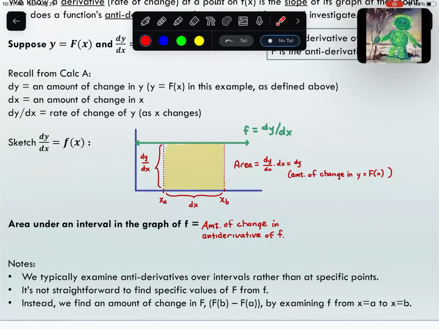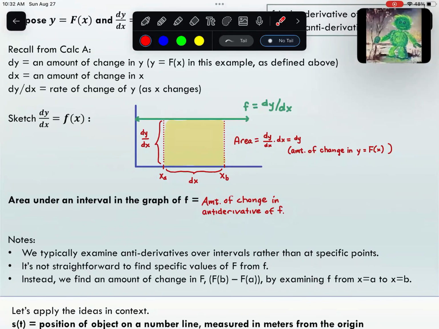Couple notes. We're typically going to examine antiderivatives over intervals rather than at specific points. That's a little bit different than with derivatives. It turned out to be fairly easy for us to find a derivative at a single point, but for antiderivatives, we need to construct an area. So we need two bounds on the x-axis to find an area between. It's also not going to be as straightforward to find specific values of capital F. Instead, we found how much capital F changed. That doesn't tell us what it was to begin with or what it ends up at, just how much it's going to change. Okay.